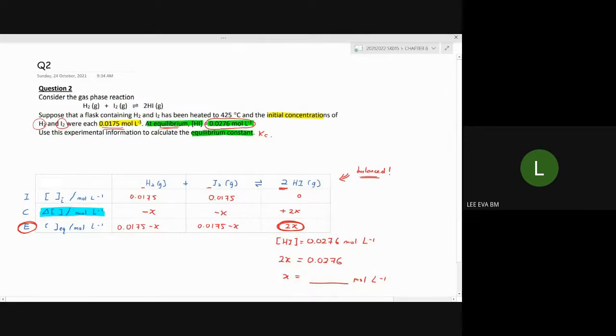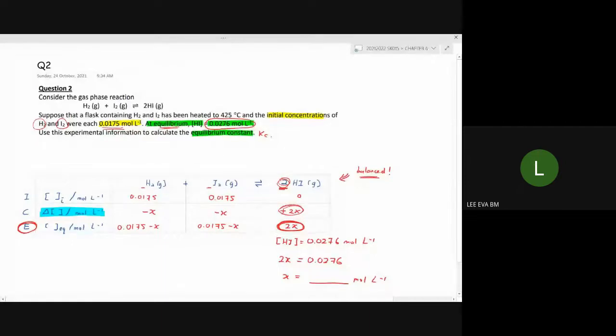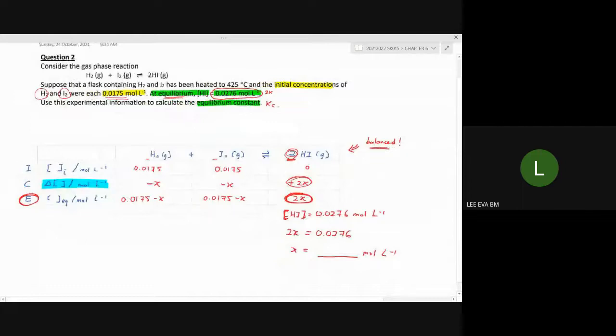Okay, you don't have to worry about the 2. This 2 is used to identify how many concentrations change. Okay, dia tak akan effect dekat concentration yang dia bagi dalam HI dekat sini. So HI memang dia satu dekat sini saja, 0.0276. Tak payah tambah 2 dekat sini ke, nak dapat 2 ke, divide 2 ke, tak payah. So memang 2x ini sama dengan concentration yang dia bagi. Do you get me?